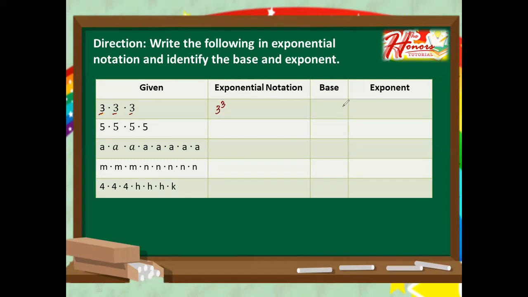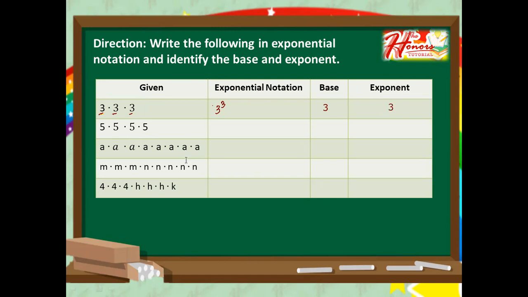Next, for the base is this one. Those are the numbers that are repeatedly multiplied to itself. And that is 3 based on the given. And then for your exponent, just count how many times this base is multiplied to itself. So that is 1, 2, 3, 3 times. So your exponent is still 3.